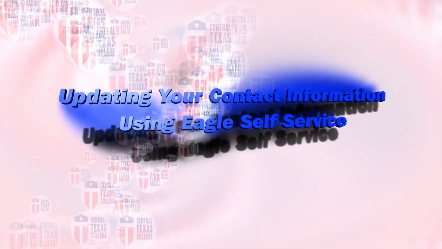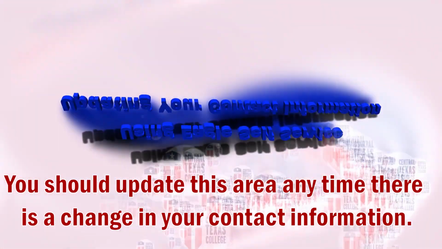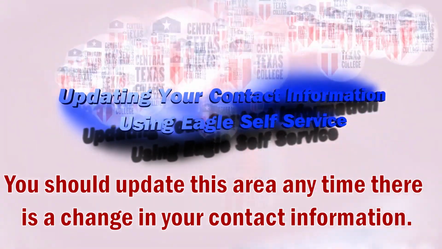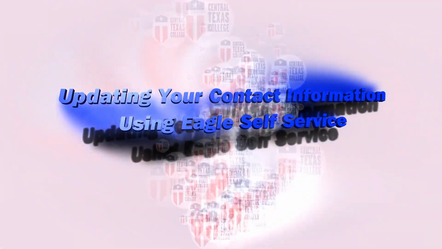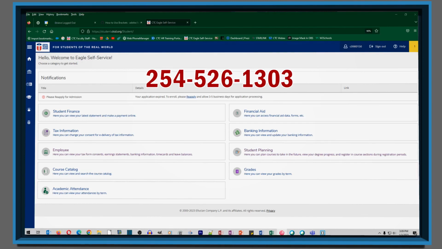In this video, I'll show you how to update your user profile as well as your emergency information through Eagle Self-Service. As you can see here, I've already logged into Eagle Self-Service. I'm going to assume you know how to log into Eagle Self-Service. If you don't, or you're unsure, you can contact Employment Services at 254-526-1303. We won't be using any of the main options you see here on the main menu.